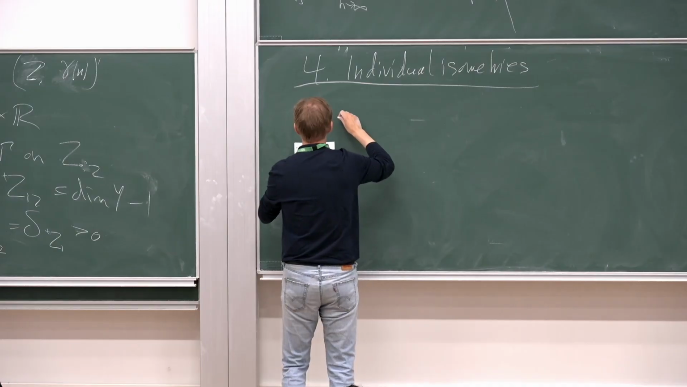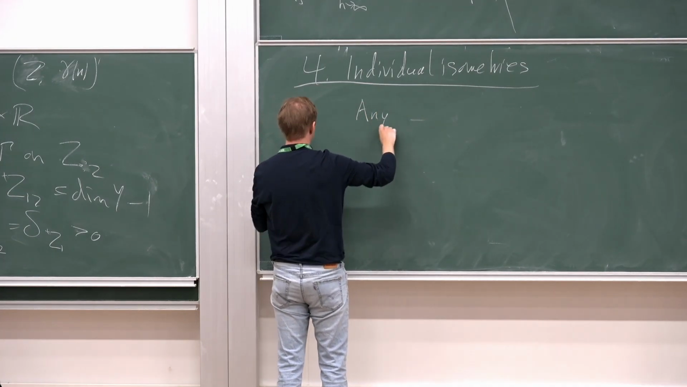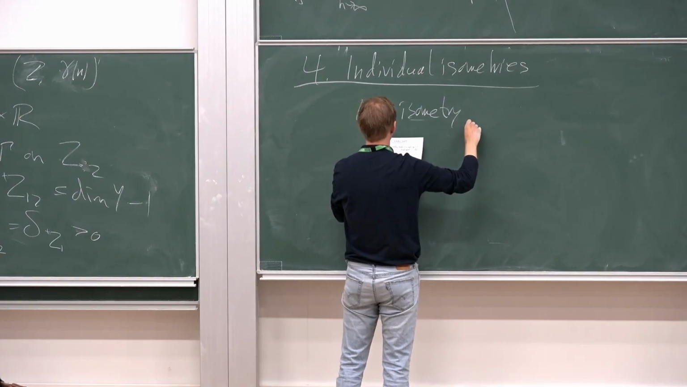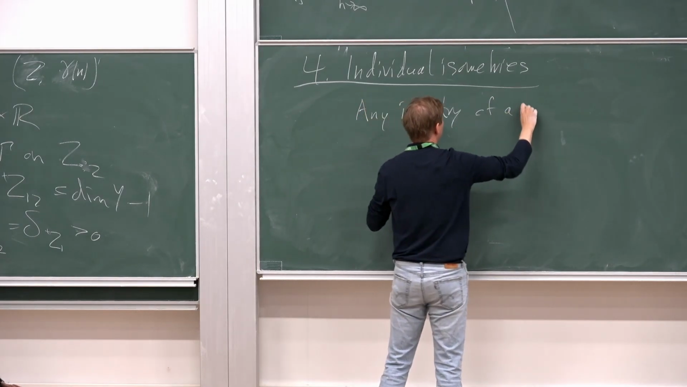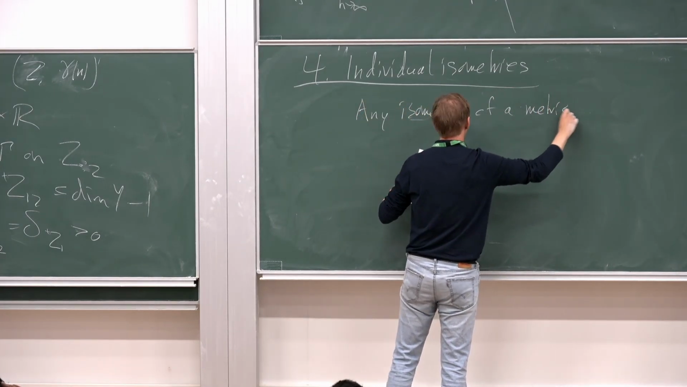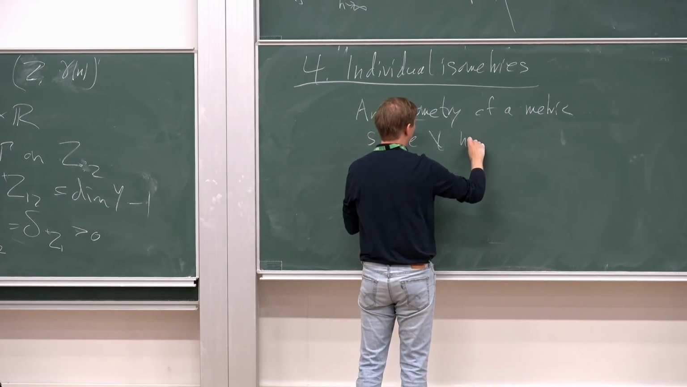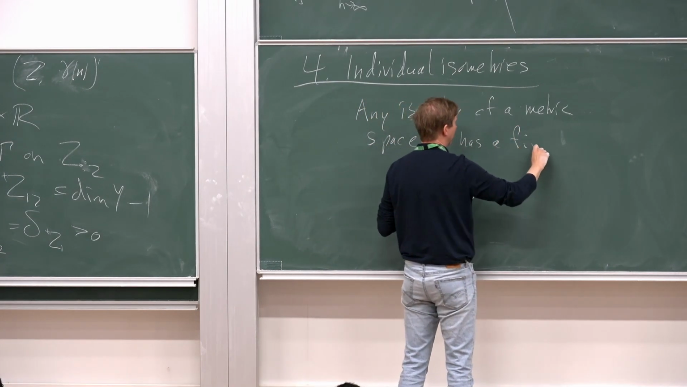Okay, so it's the following. The isometry of a metric space X has a fixed point.